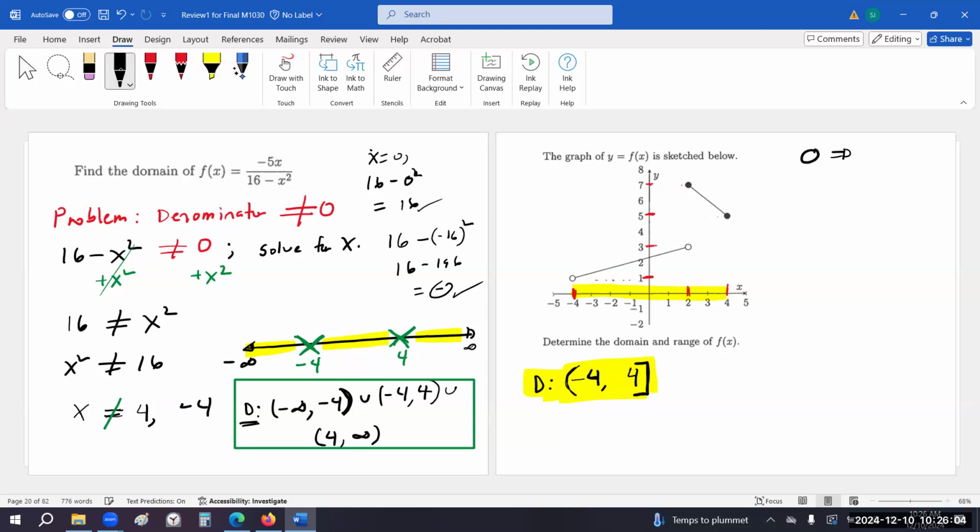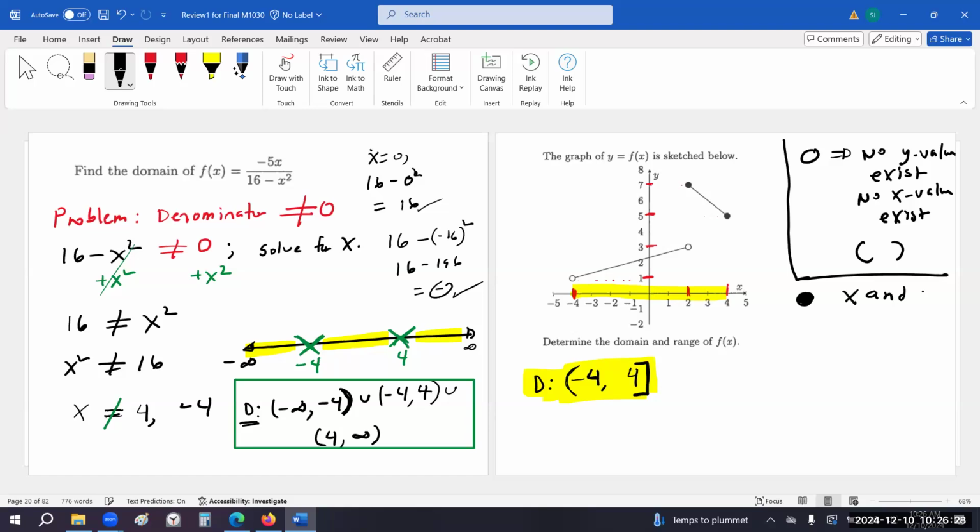Open circle means no y value exists, no x value exists. That's why we use parentheses. On the other hand, closed circle, it means x and y value both exist. That's why we use bracket, because bracket means we're allowed to have a number next to that bracket. Parenthesis means we don't.